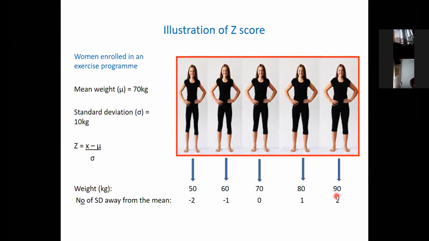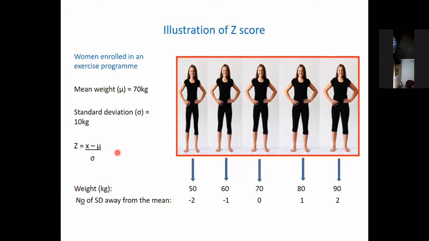So the person that weighs 90 has 20 as a difference, divided by 10, it gives you 2. So that person is 2 standard deviations above the mean. That is why it's positive. The person that weighs 80 is 1 standard deviation above the mean. The person that weighs 70 doesn't deviate from the mean, it is 0. The person that weighs 60 is 1 standard deviation below the mean. And the person that weighs 50 is 2 standard deviations below the mean. Why is the mean 0?